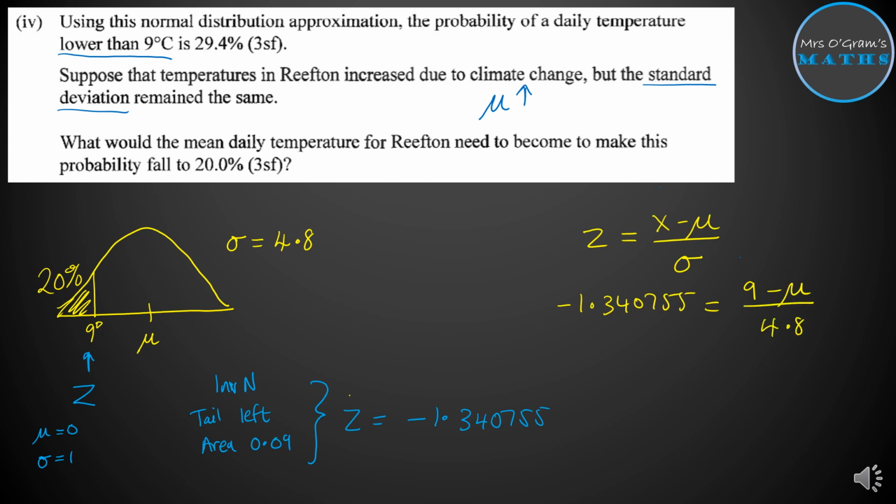Now use equation solver on your graphics calculator or rearrange that manually and you can work out what the mean is. Which means we get that the mean would need to be 15.44 degrees Celsius to have that probability of being less than 9 degrees come out to 20%.